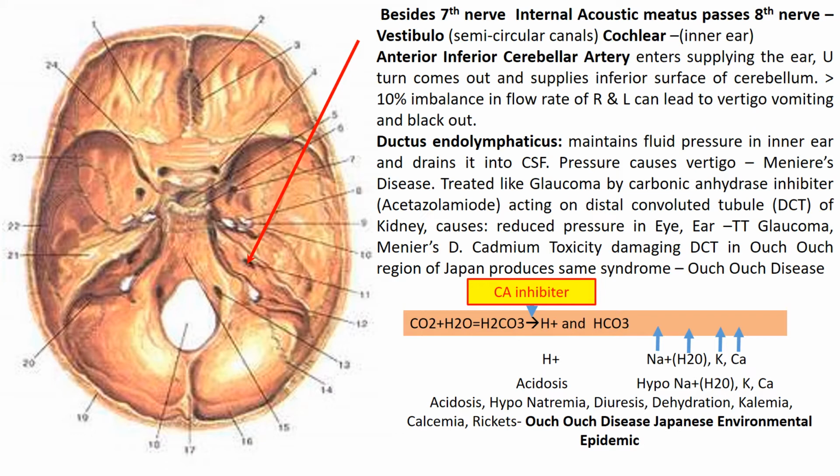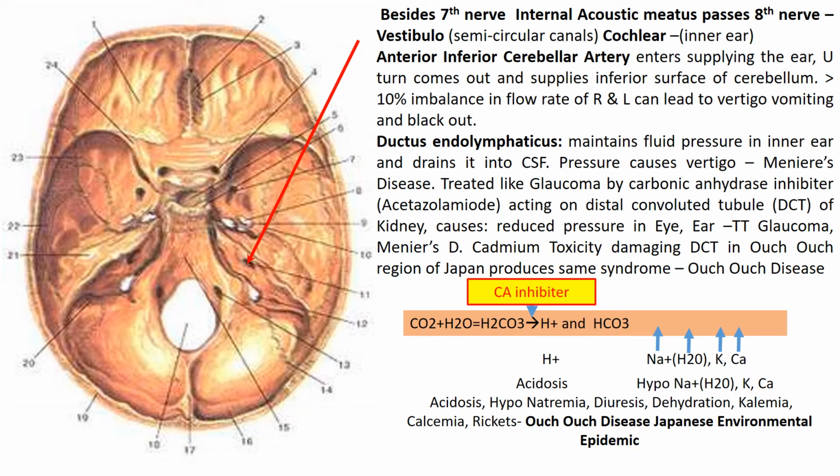If there is a difference of 10% of flow between the right and the left side, it can lead to vertigo and vomiting and even blackout because of unilateral ischemia of the vestibular apparatus. Then there is the ductus endolymphaticus, which comes out from the semicircular canals, internal ear, and it maintains the fluid pressure in the inner ear and drains into the CSF.